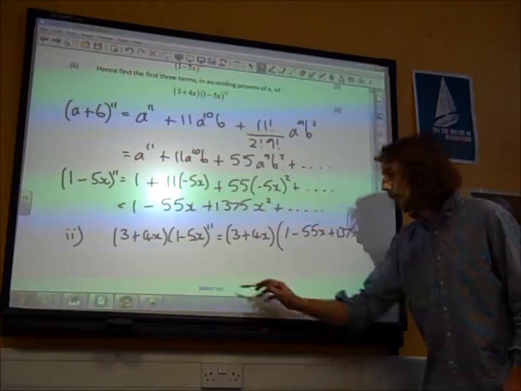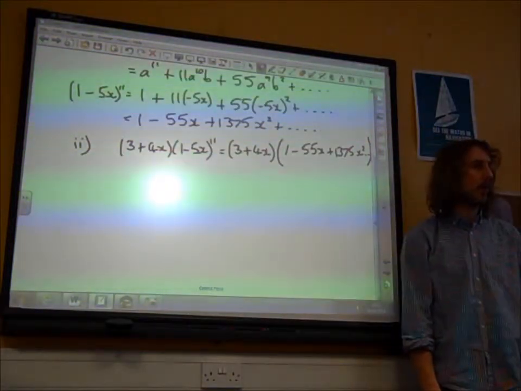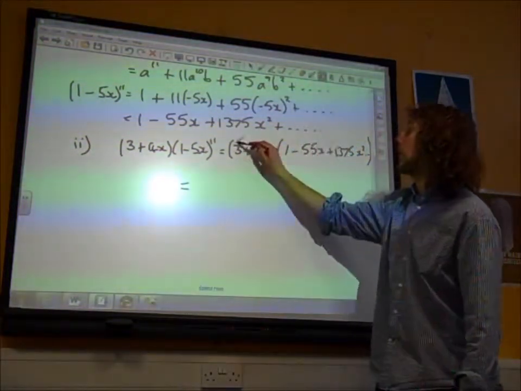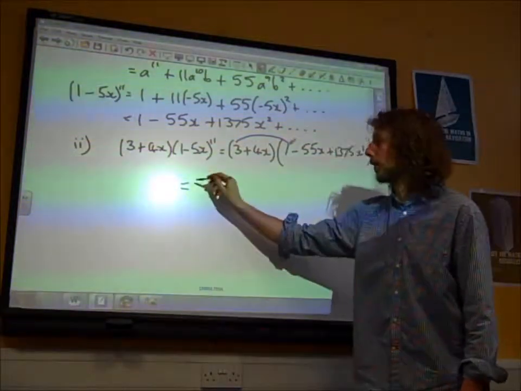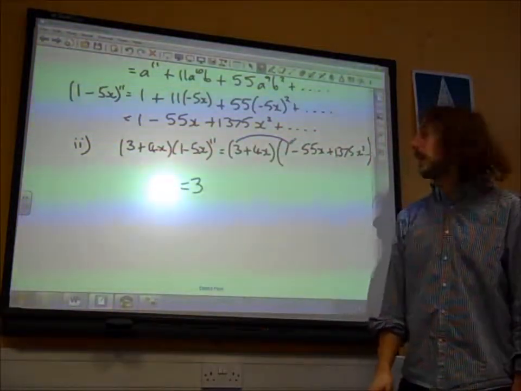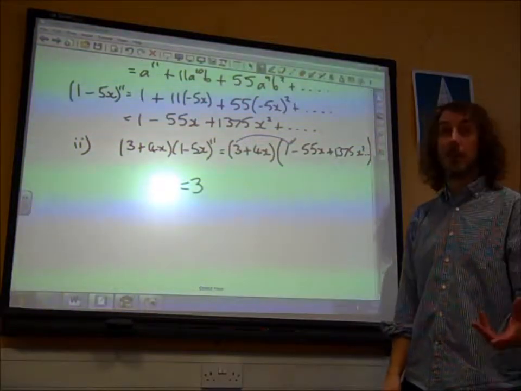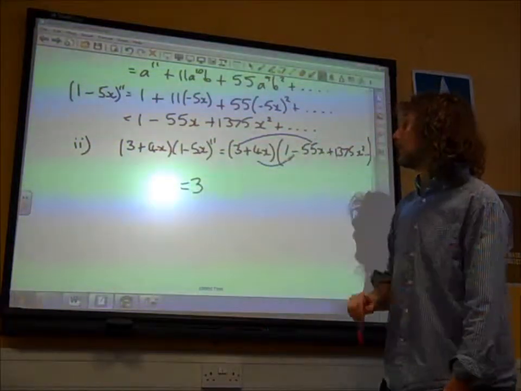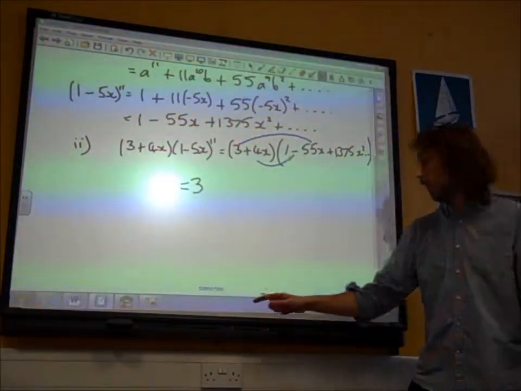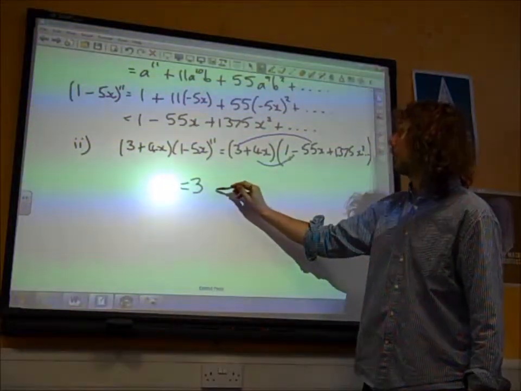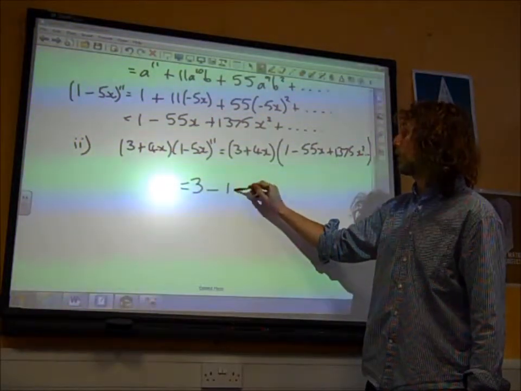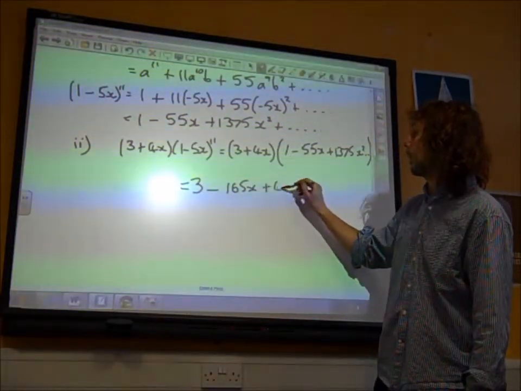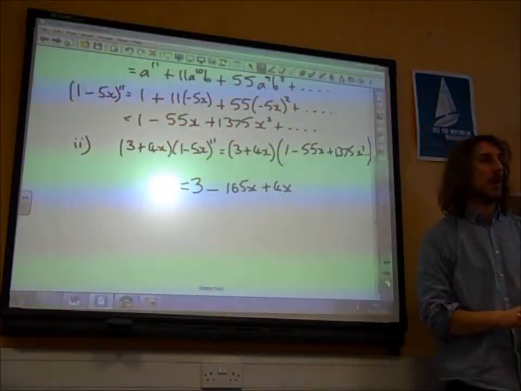As we imagine what would happen if we multiplied this out, we would start with a 3 by doing the 3 times the 1. So we'll start with number 3 at the beginning. Then if we think about the x terms here, we would have 3 times minus 55, which is minus 165x, and 4x times 1, so plus 4x. So we'd see how much x we'd get out of that.